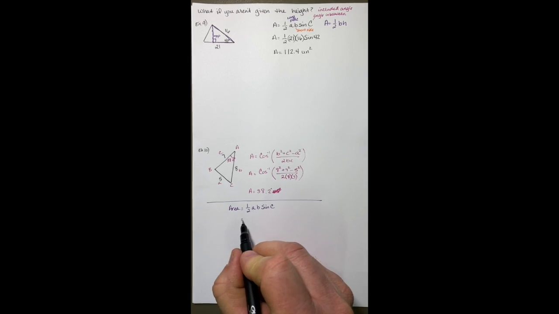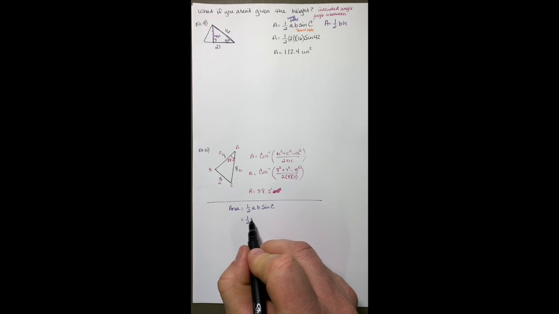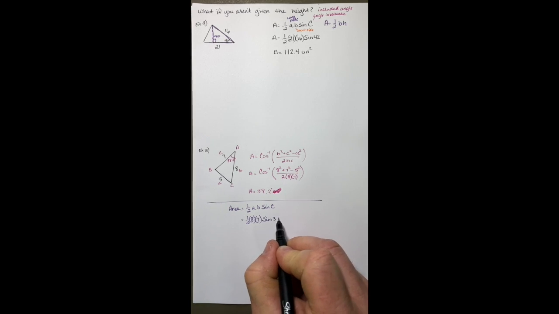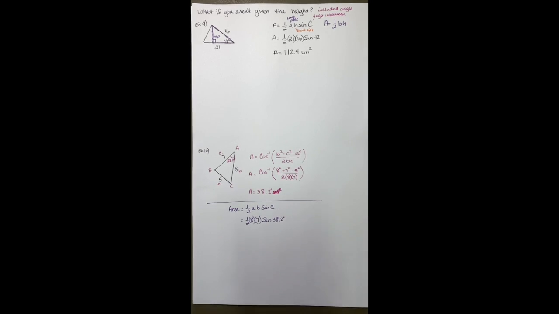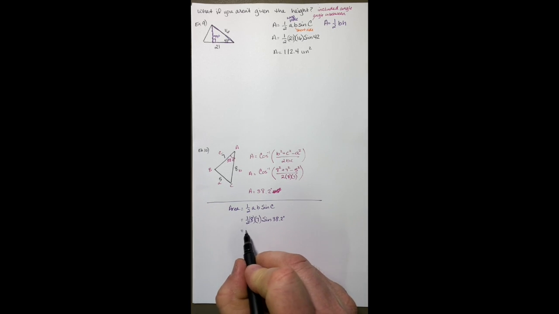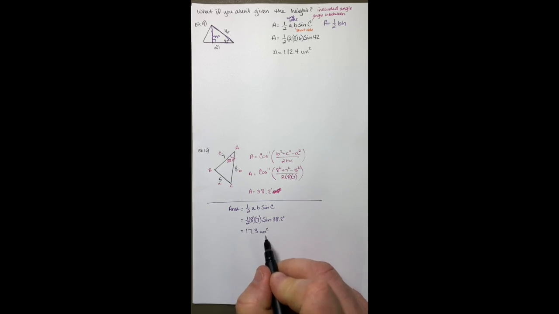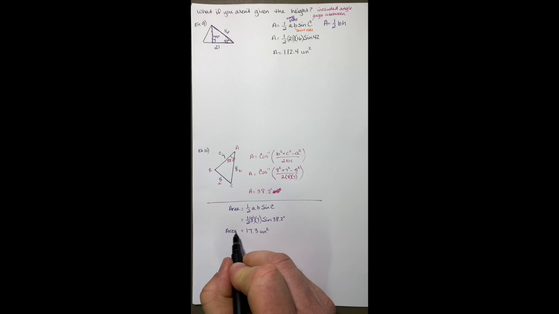So 1/2 long side, 8. Short side, 7. Sine angle in between, 38.2 degrees. And when you type that in, you get 17.3 units squared. There's my unit squared because that's my area.